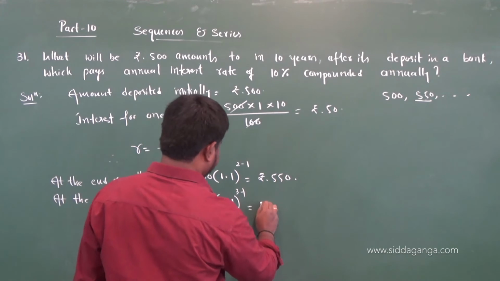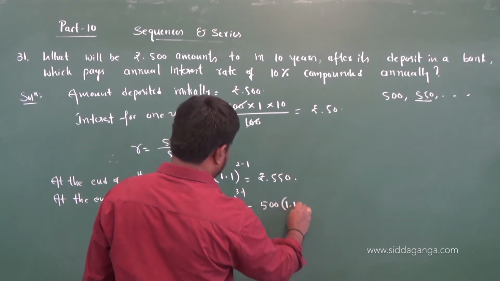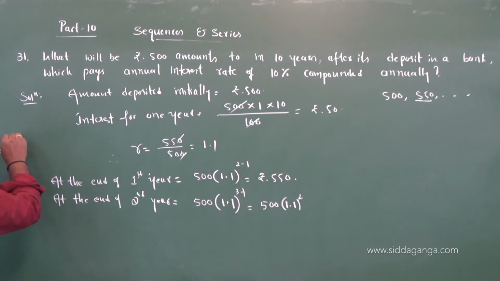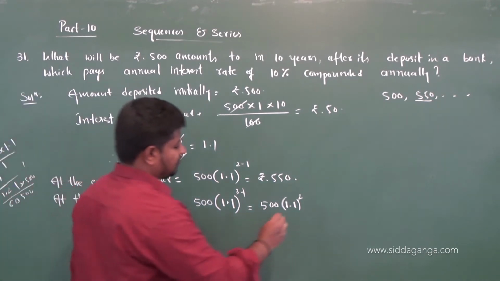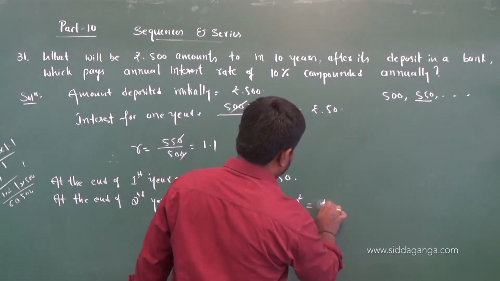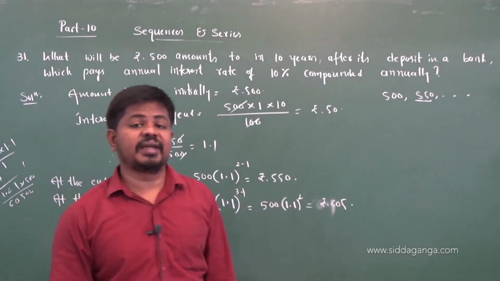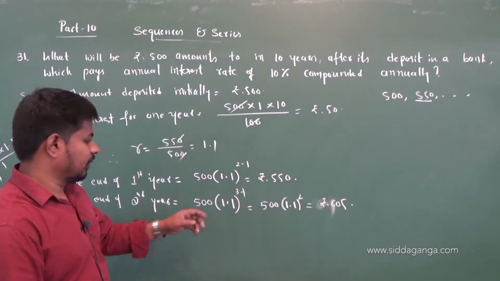500 into 1.1 whole square. Okay. So you get what? 1.1 whole square. So 605, right? 605 will be the amount at the end of second year.